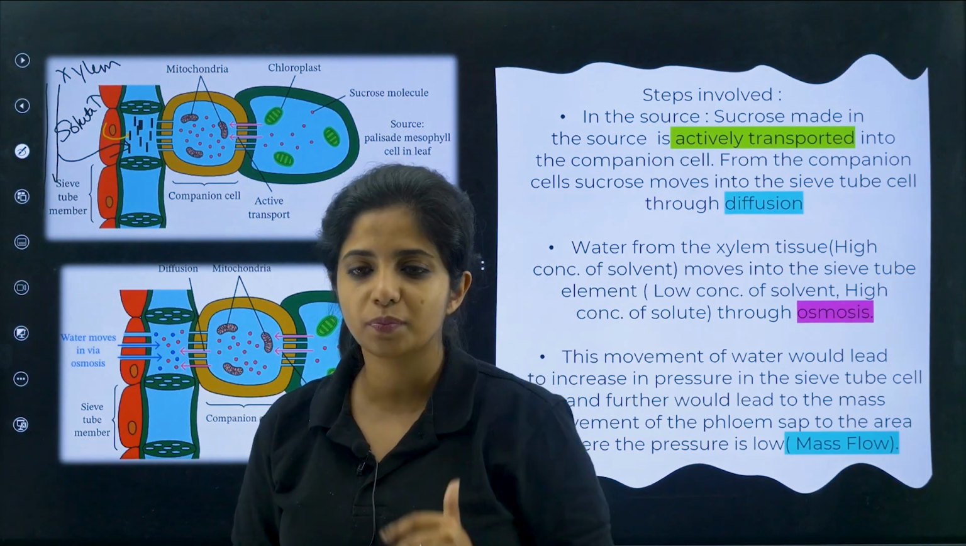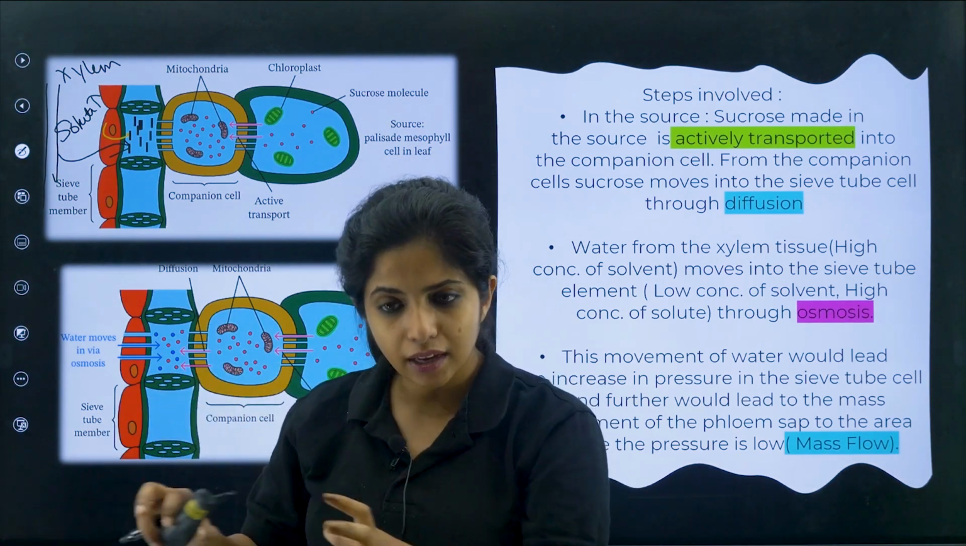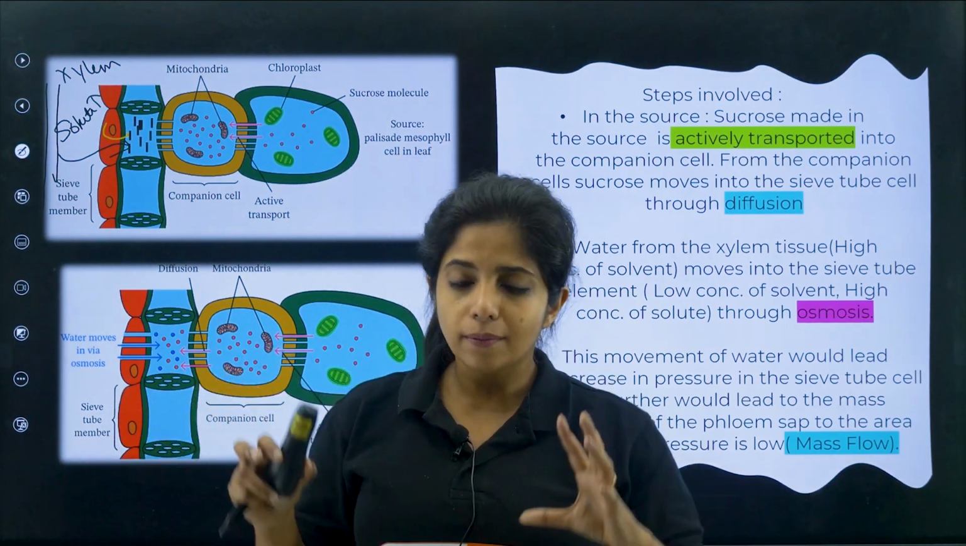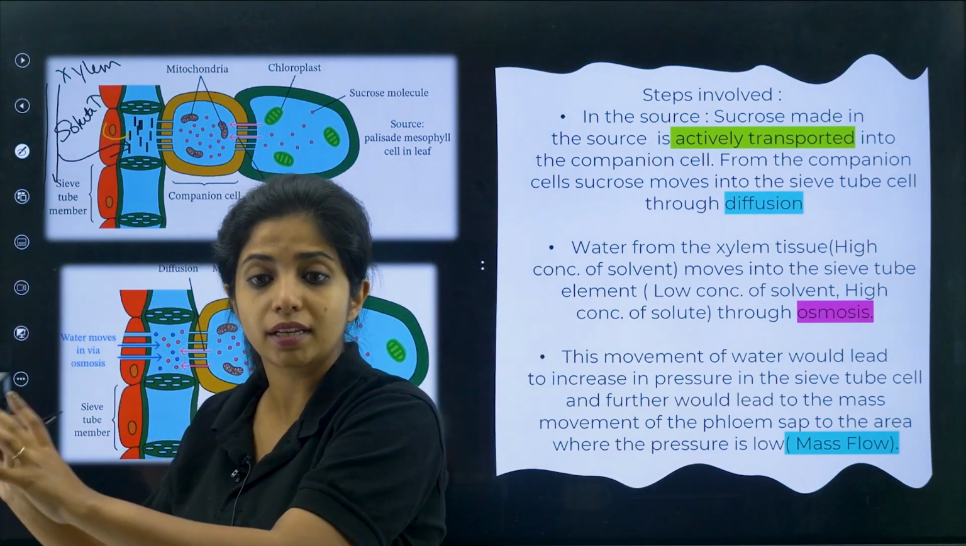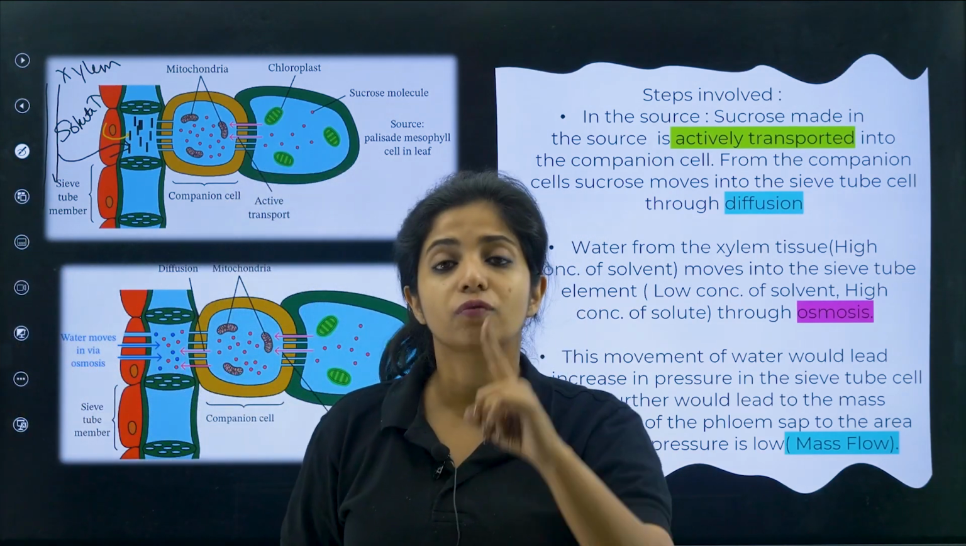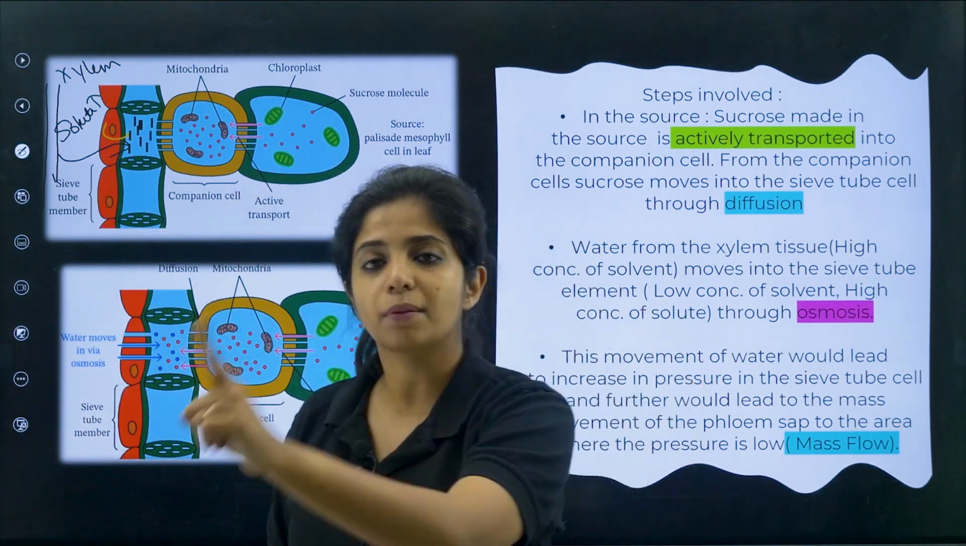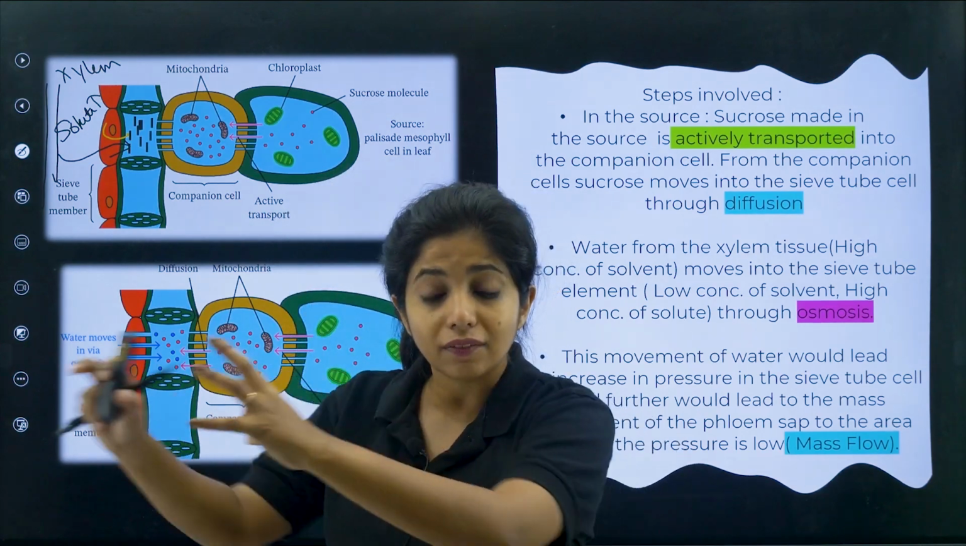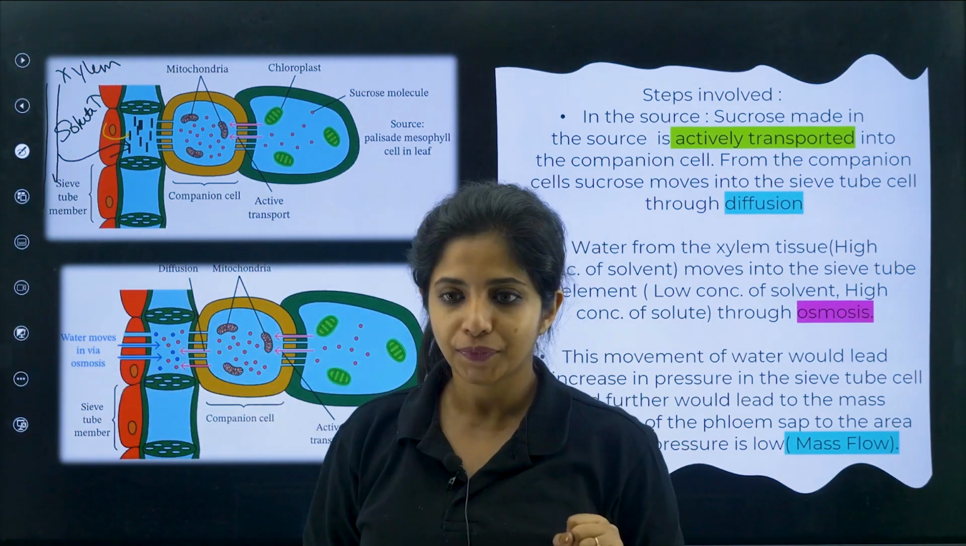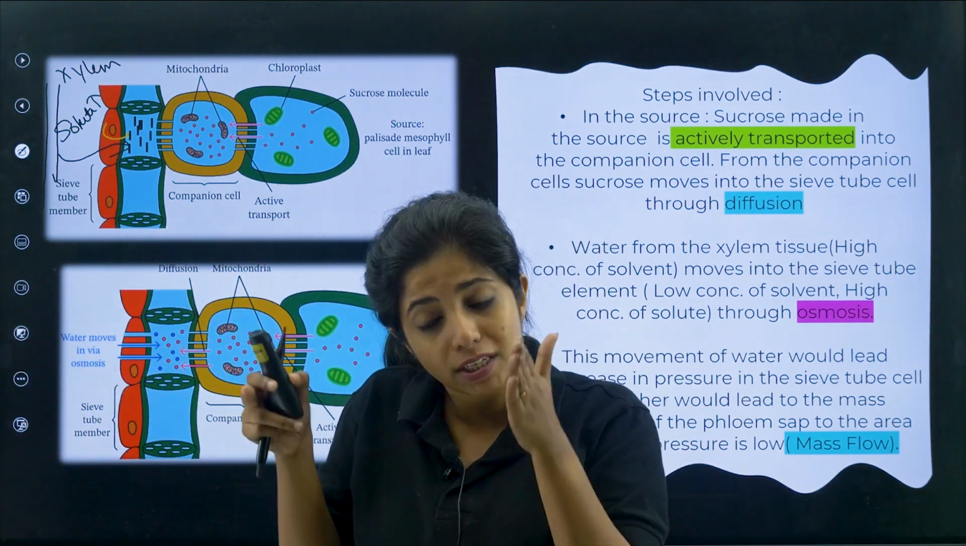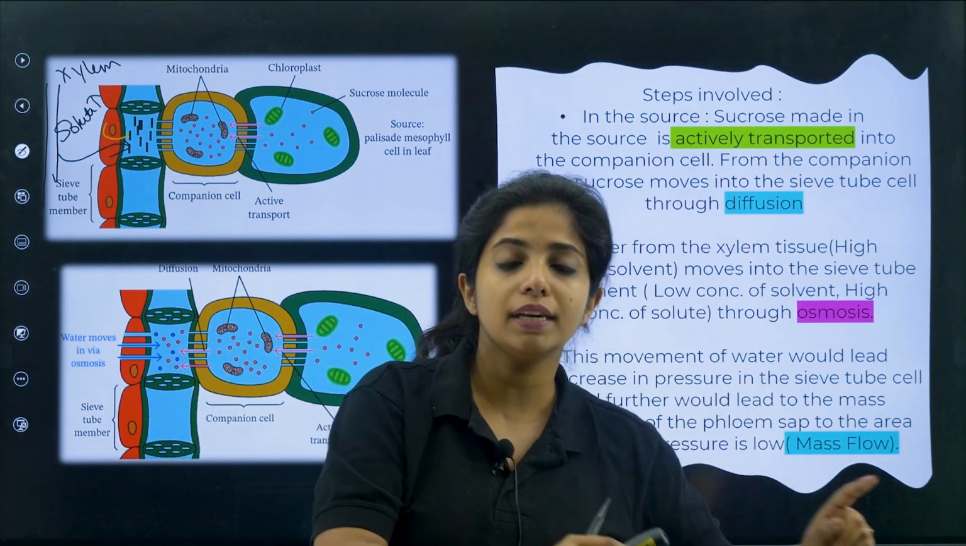Okay, translocation basically. And now when it reaches the area where the pressure is low, from here things are being transported to the companion cell and then later to the sink region where it has to be stored. Sometimes it can be active transport also, because you are actively transporting, you want things to get stored there. Okay, now what happens to the water which is still there? Water will be moving back to the xylem.